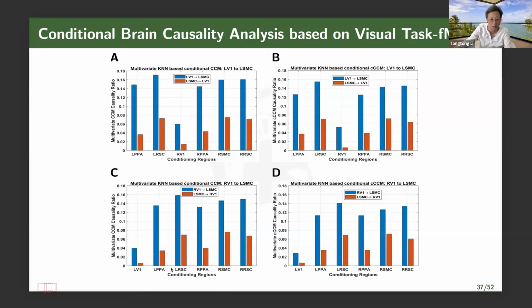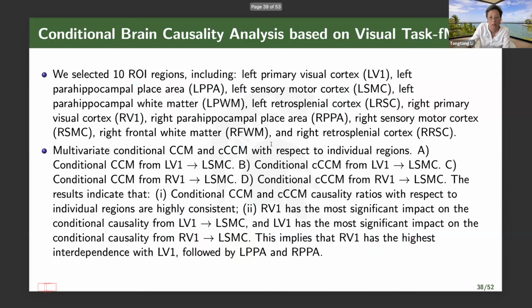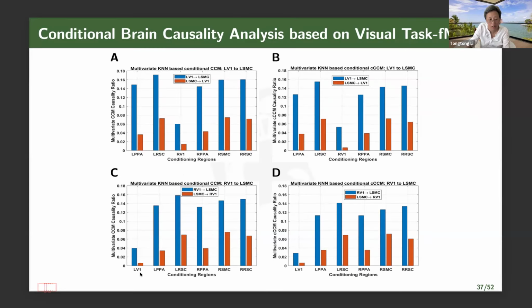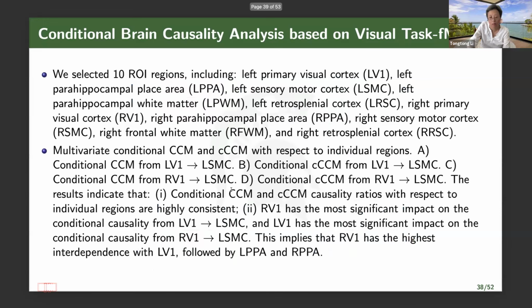We also observe the same thing from right visual cortex to left sensory motor cortex. Let me make sure I'm saying this right. Sensory motor cortex, yes. We can see that the left visual cortex now has the greatest impact on this causality when we consider the causality from right visual cortex to left motor cortex. Okay, so this is one example.